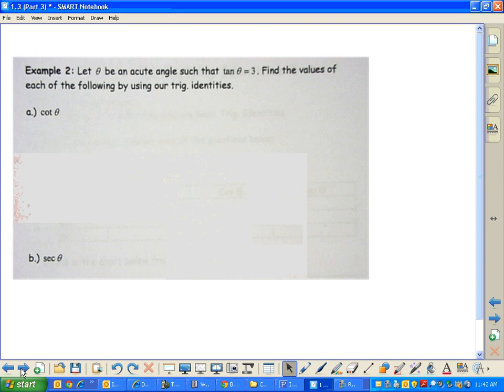So now you have to decide on an identity based on the fact that we're given the tangent is 3 and we're asked to find cotangent. So which identity is going to relate tangent to cotangent? Is it a Pythagorean? Is it a quotient? Is it a reciprocal? What do you think, Joey? Do you see it? What relates tangent and cotangent? Which one has tan and cot in it?